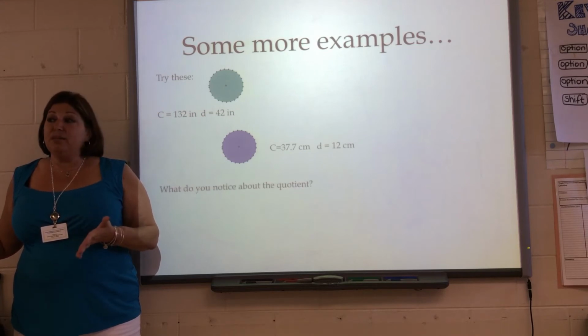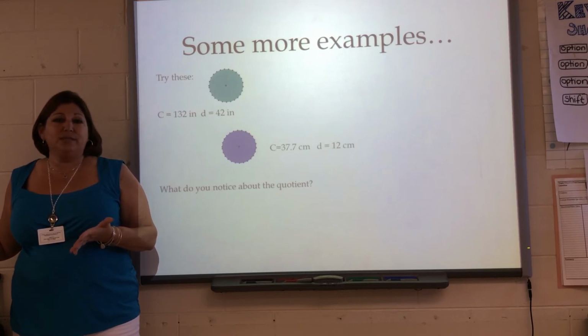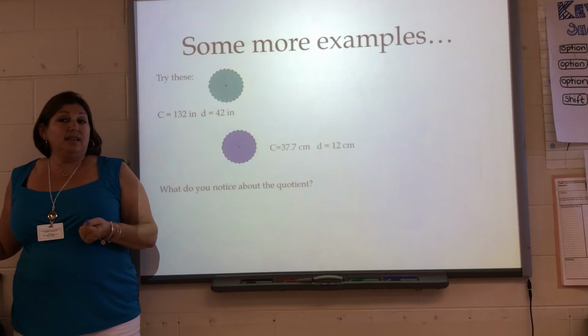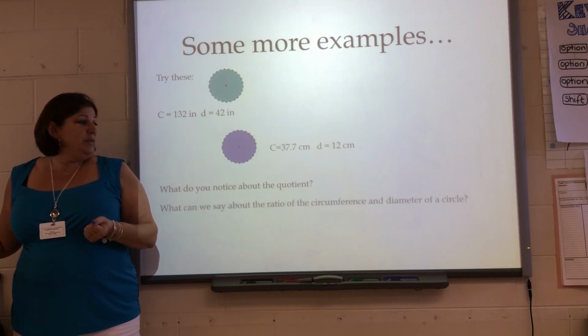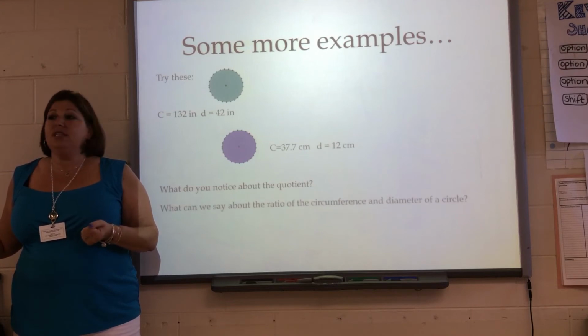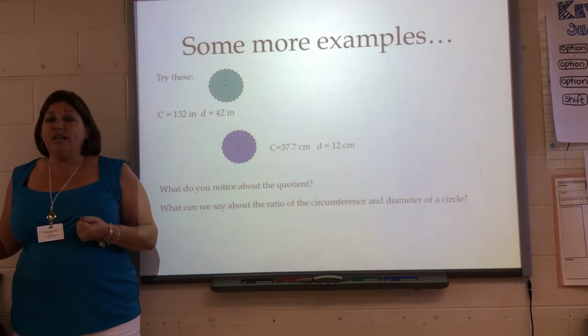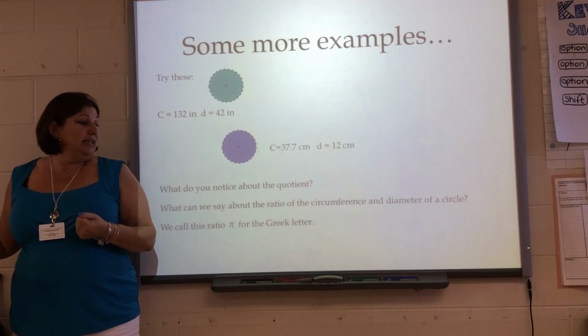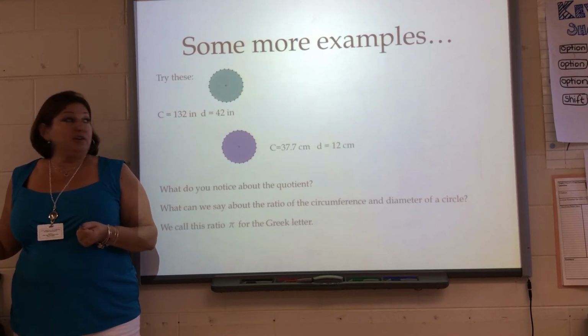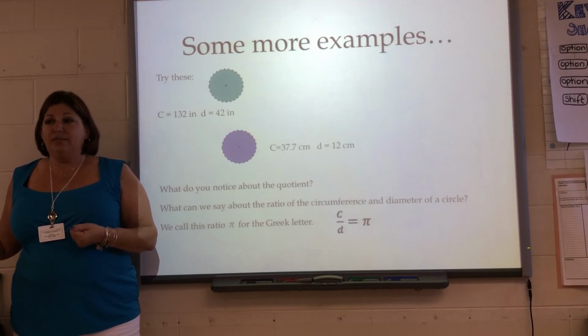What are you noticing about the quotient? Specifically, if I had to round to the nearest hundredths place. And then think about what can we say about the ratio of the circumference and the diameter of a circle? We call that relationship pi. It's from the Greek letter pi, and it looks like this. The circumference divided by the diameter is approximately what we get for pi.